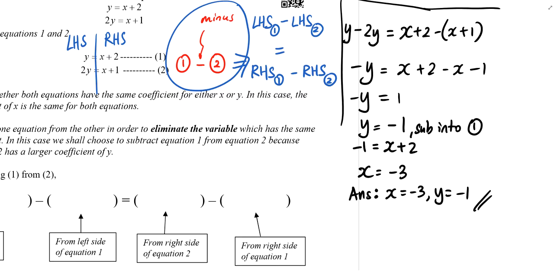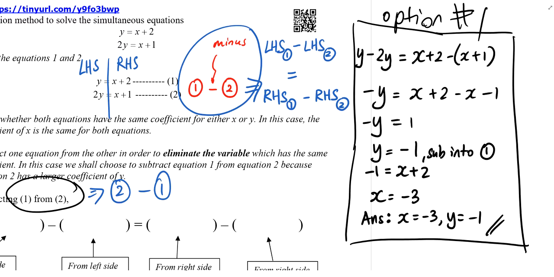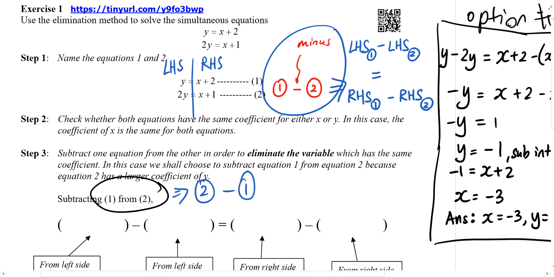Now, the notes want us to do it differently. They say subtract equation number 1 from equation number 2. What it means is equation 2 minus equation 1. Is that what I did? I took 1 minus 2, right? Now they want 2 minus 1. Let's see what happens.